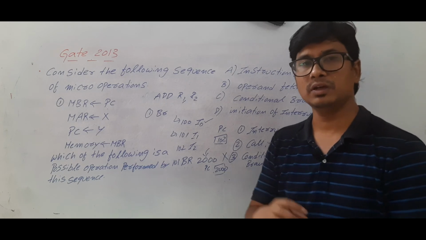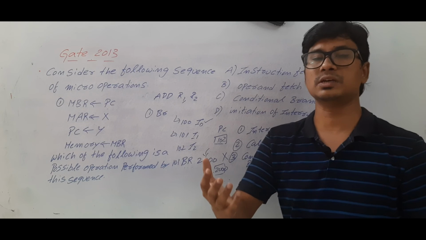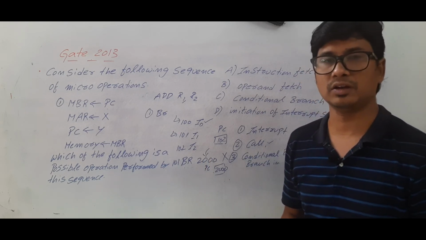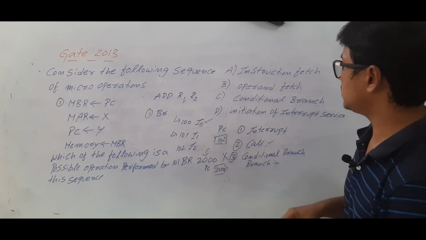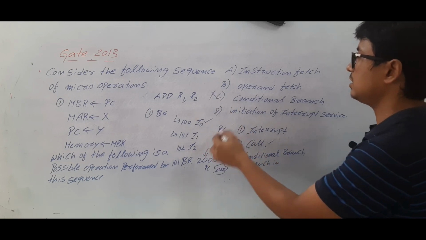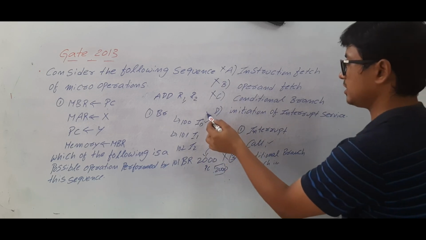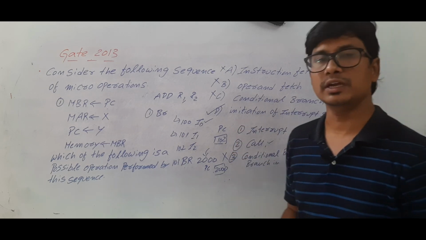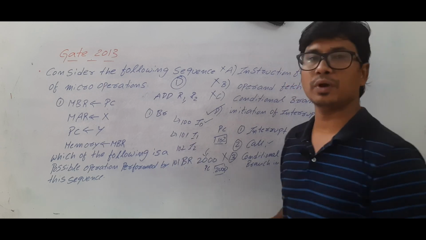What is an interrupt? Whenever the CPU is executing some process and you want some other process to be executed, we call it an interrupt. Am I right or wrong? It means a sudden disturbance came. Is it clear? As there is no call written in the options, it cannot be a conditional branch, it cannot be operand fetch, and it cannot be instruction fetch. It is the initiation of interrupt service. So you are executing an interrupt. The right answer for this question is option D. I hope you have understood.